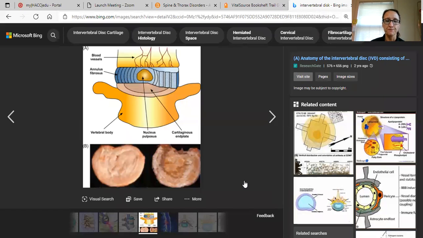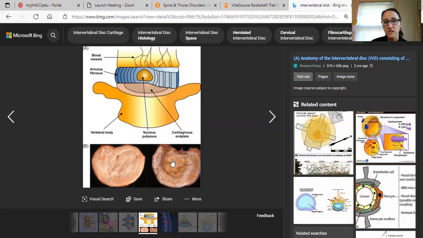So let's show you what they look like. Okay, so here's an actual picture of the intervertebral disc. This is a real one. And this is the inside of a real one. The intervertebral disc is structured very much like a jelly donut. The outside bit here is called the annulus fibrosus. The annulus fibrosus is made of fibrocartilage, and it's super tough, hard to tear, it's dense.